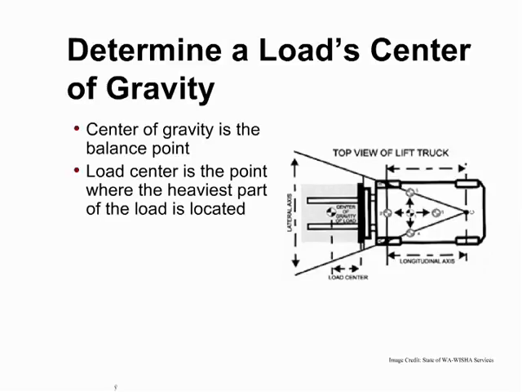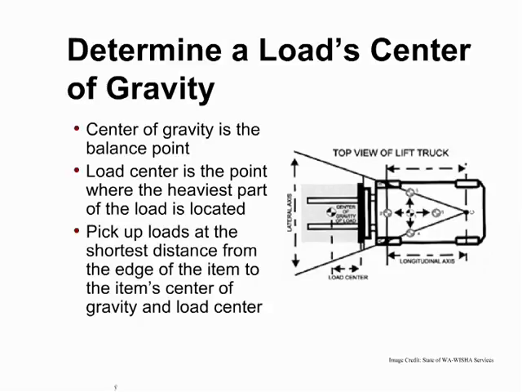If possible, a load should always be picked up on the side that is closest to its center of gravity. This helps keep the weight of the load closer to the forklift and reduces the risk of the load falling off or causing the forklift to tip over.